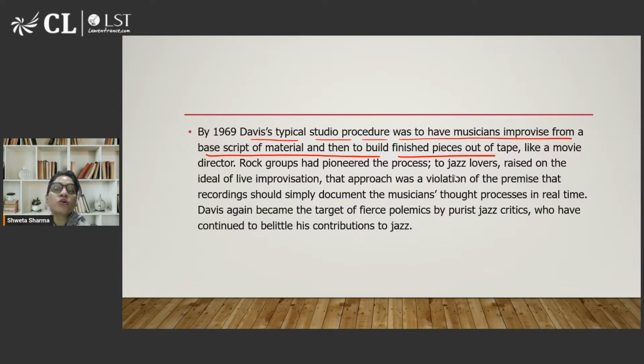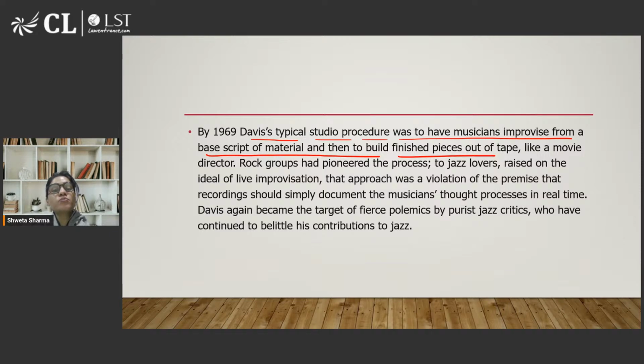Right? Belittle his contribution to jazz means there will be critics who will always be criticizing you, your work, what you were doing. And this is what happened even in the case of Davis as well. There were critics who were always criticizing his work. So it says that Davis again became the target of fierce polemics by purist jazz critics. The purist jazz critics started criticizing his work and they were always belittling him. They were always condescending about the work which he had contributed and developed earlier. And rock groups had pioneered the process.